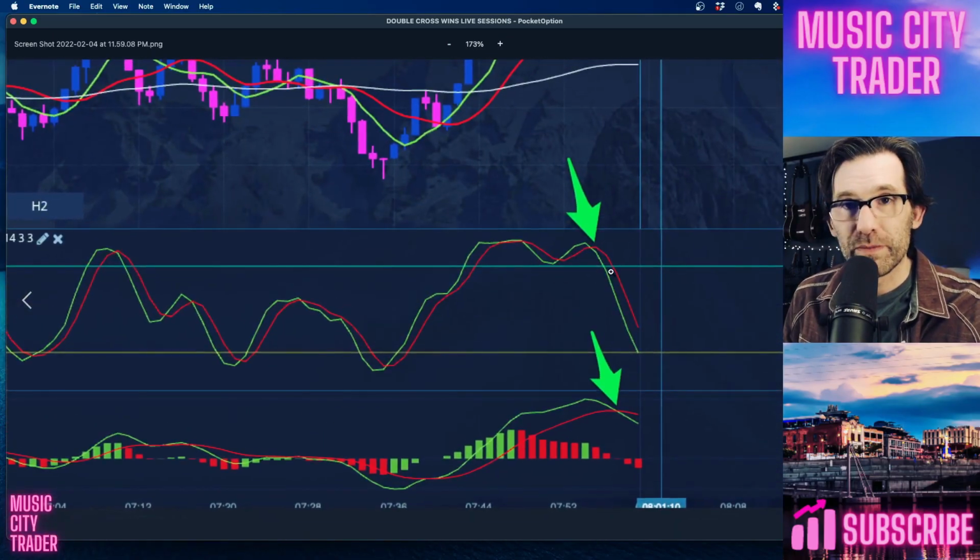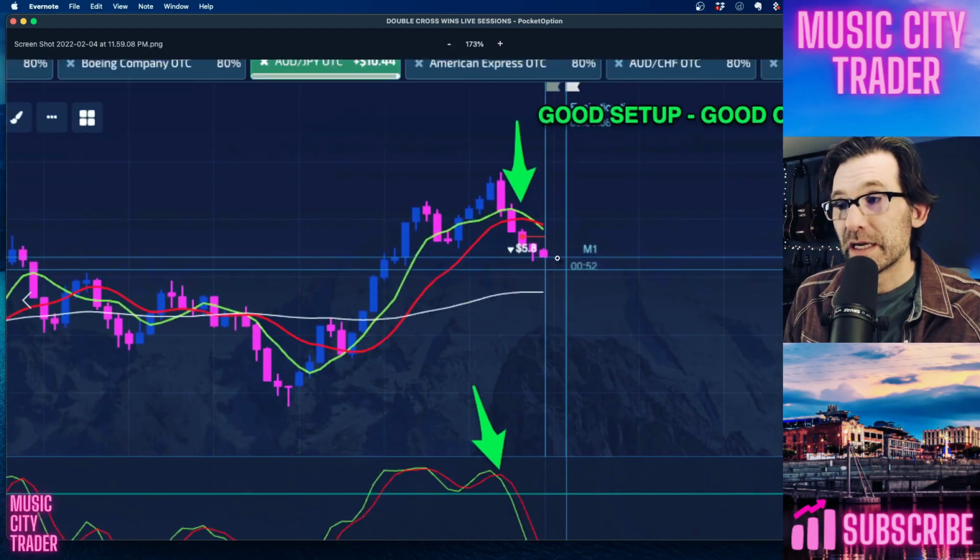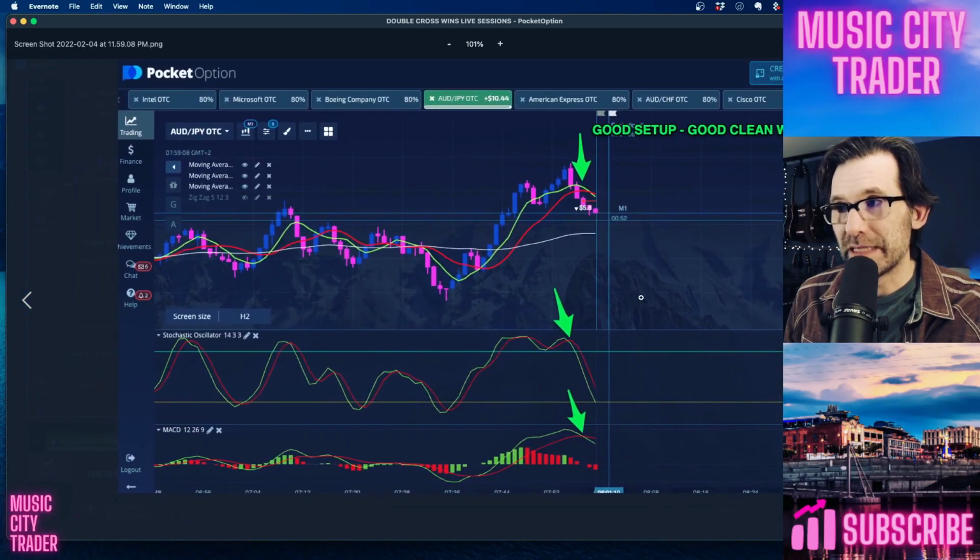Stochastic crosses out of overbought or oversold. MACD follows also from a high or low point and within 1 to 5 candles tops. If it gets any longer than that, don't take the trade. And then basically you take a 2 minute down trade, and you're going to win a lot of trades doing this.